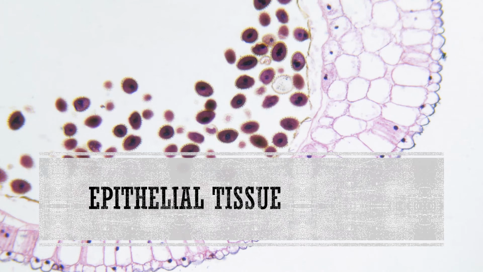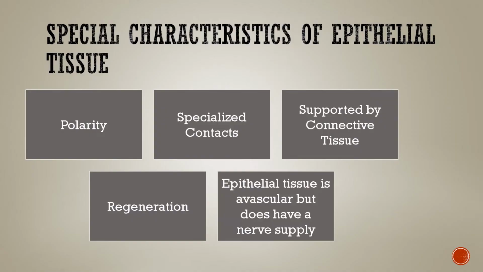So first we're going to go into a little bit more detail about epithelial tissue. Epithelial tissue has 5 distinguishing characteristics. First one is polarity. So all epithelia have 2 surfaces that are quite different from one another. These are going to be the apical surface and the basal surface.